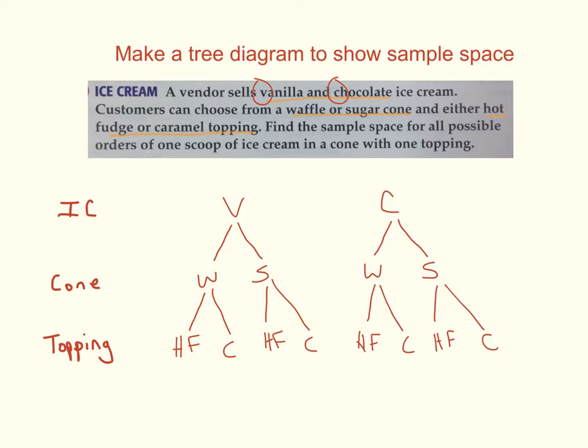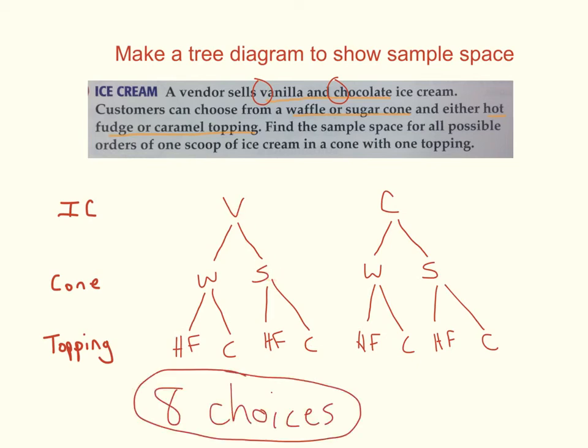And now this tree diagram shows us the 8 different choices that could be made here, and you can trace back each of these to see how they're different. So hot fudge in a waffle cone with vanilla, caramel, waffle cone, vanilla, and so forth. Hot fudge, sugar cone, vanilla, caramel, sugar cone, vanilla. So here again, we would make sure that we put 8 choices, and we'd show our tree diagram as our work.